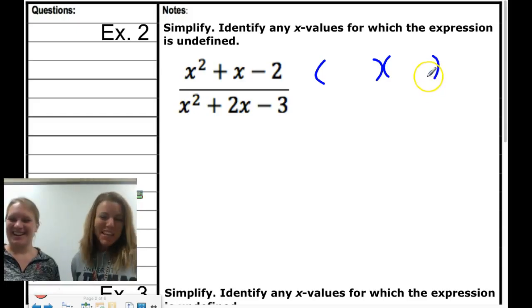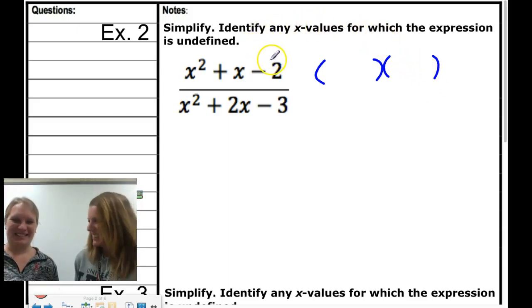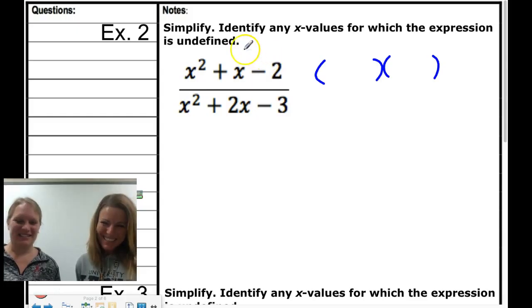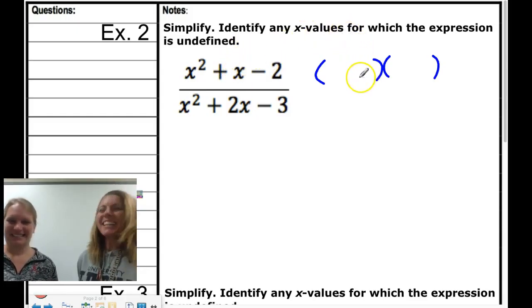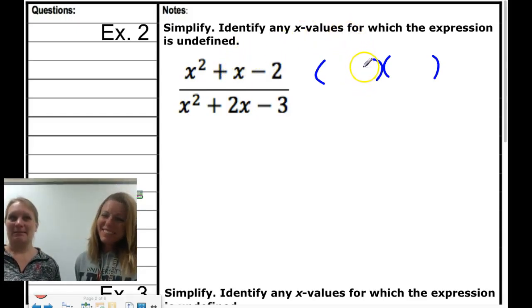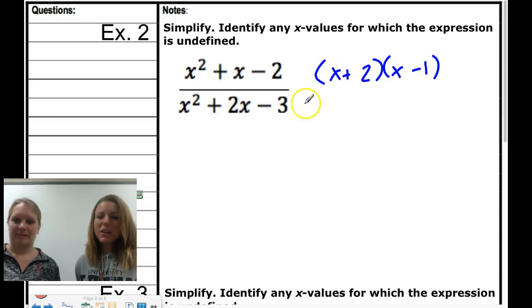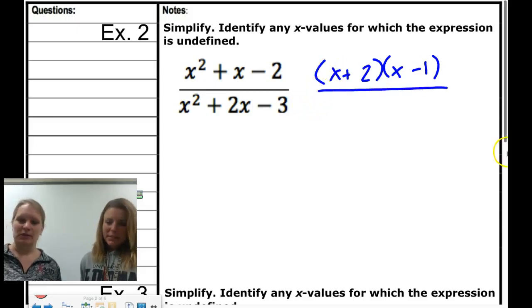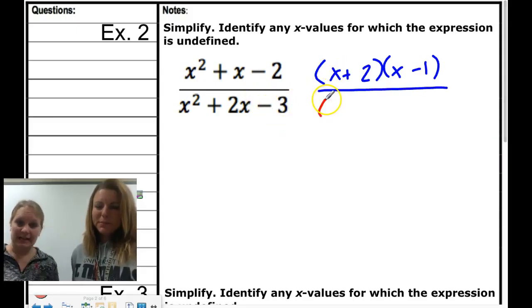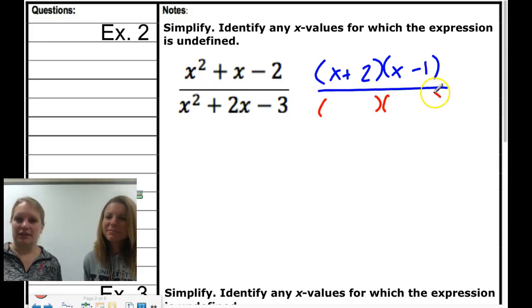All right, so anyways, we asked ourselves, what 2 numbers can we multiply to get a -2 but add to get a +1? That would be a +2 and a negative 1. And you need an x and an x. Nice job. Same thing on the bottom. What 2 numbers do we multiply to get a -3 but add to get a +2? That would be a positive 3 and a negative 1.